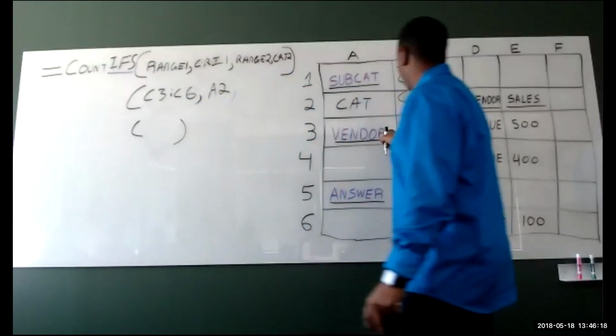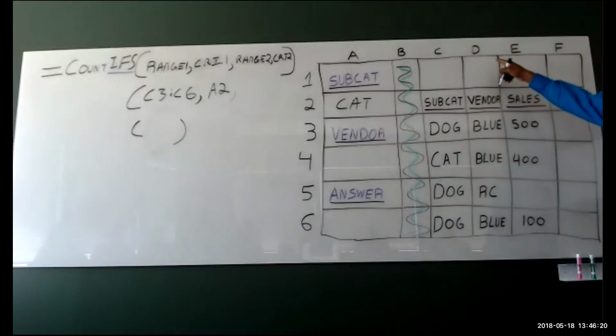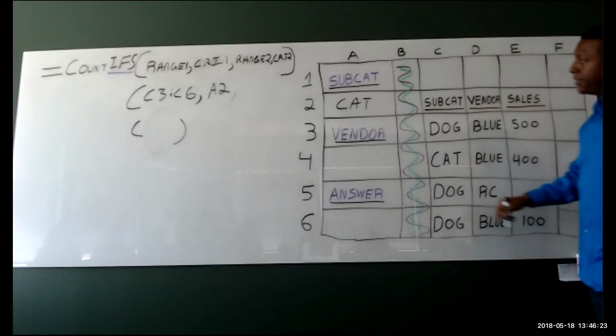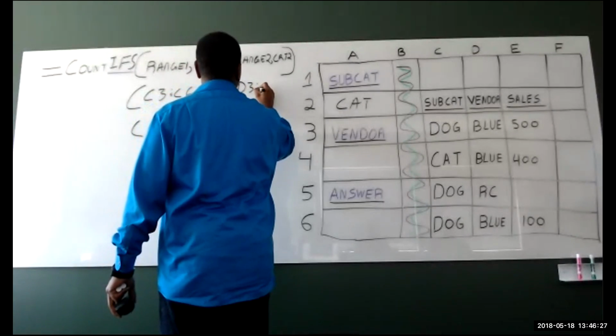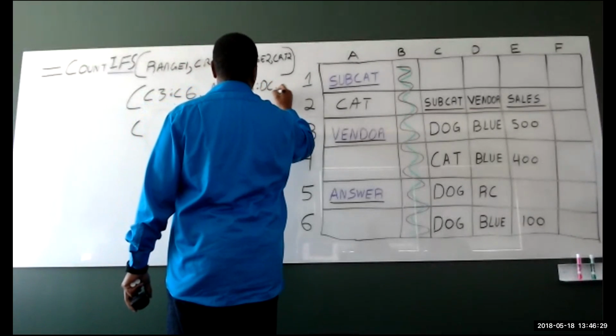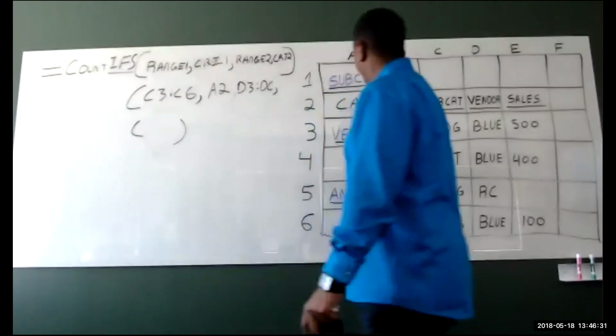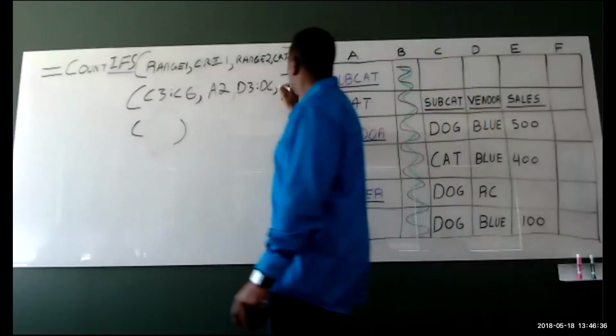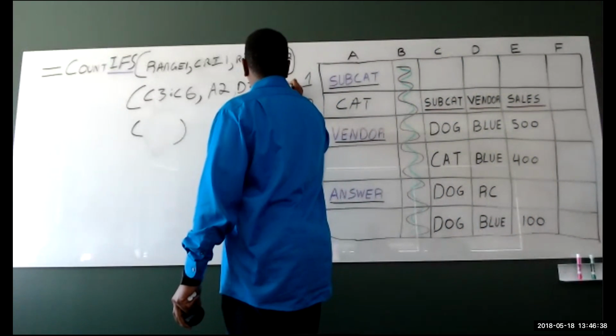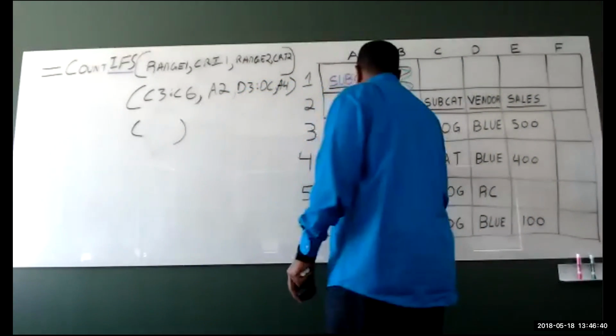This time, we're going to look for the vendor. My vendor is in column D, so that's D3 to D6. All right, D3 to D6. And in my reference cell, again, this time I'm going to use the same reference cell, but this time it's cell A4 for my vendor here. And I want to see blue.